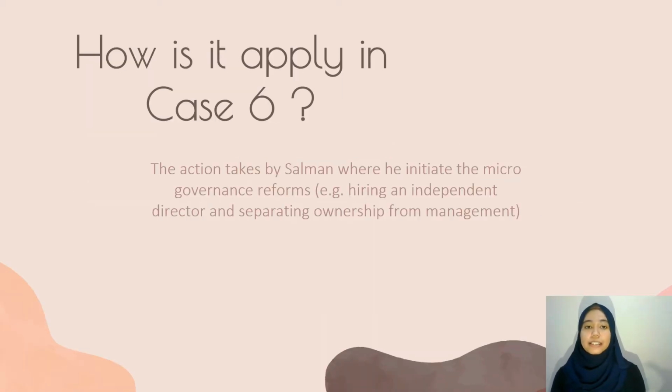How does the theory apply in case 6? This is applied when Salman takes action where he initiates the micro governance reform, like hiring an independent director and separating ownership from management.